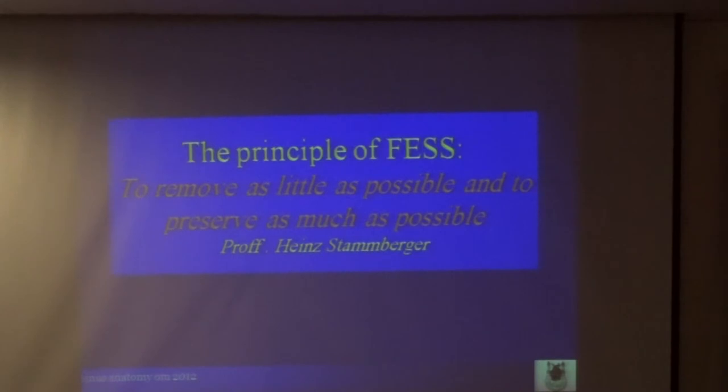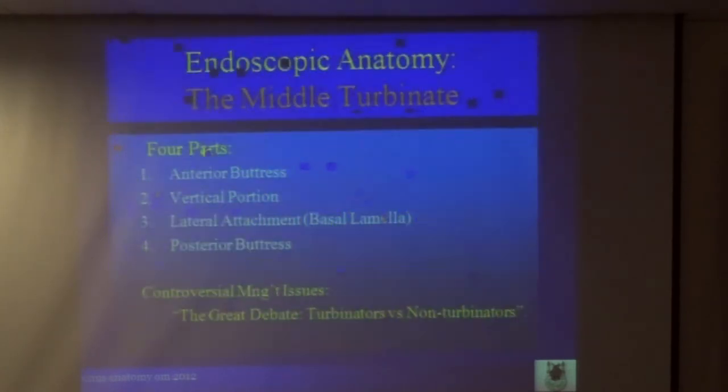Something to keep in mind is the principles of FESS by Professor Heinz Stammberger: the principle of FESS is to remove as little as possible and to preserve as much as possible, and from this come the mucosal preservation techniques that we are always talking about. So the middle turbinate, beautifully described by Prof. Ramadan Kamel, has the anterior buttress, the vertical portion, the lateral attachment ridges, the basal lamella, and then the posterior buttress. We can talk a lot about the management controversy of turbinectomy versus non-turbinectomy, but this is an open discussion that we can have during the course.